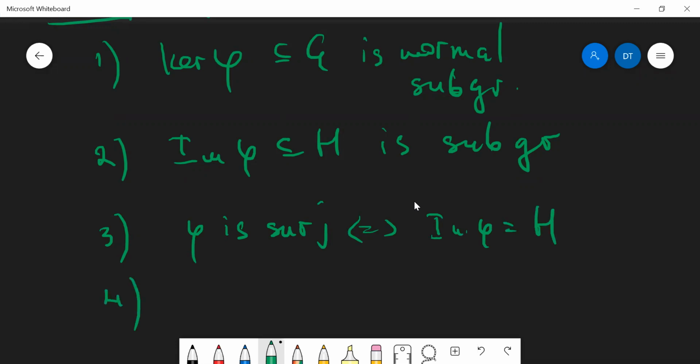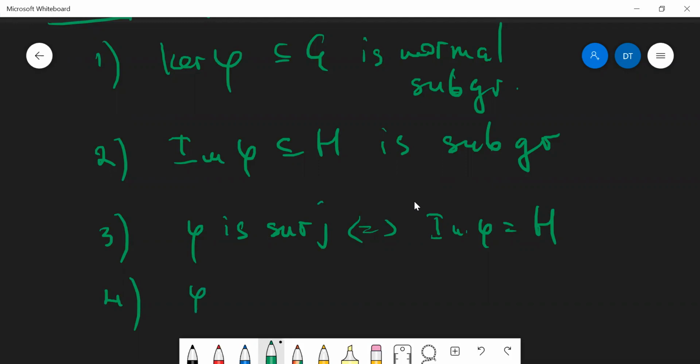Excuse me, is the image of phi a normal subgroup? No, the image of phi is not necessarily a normal subgroup. There are a lot of examples where an image is not normal. The kernel is always normal, but the image is not necessarily. So the third one says that phi is surjective if and only if the image is H. Well, Captain Obvious was here and told me that I should formulate this property.